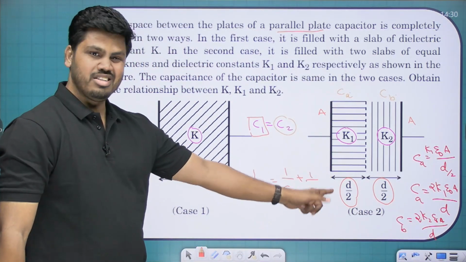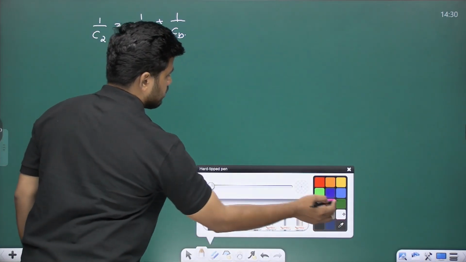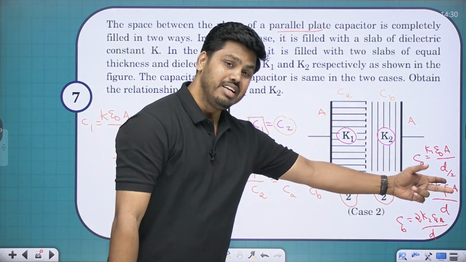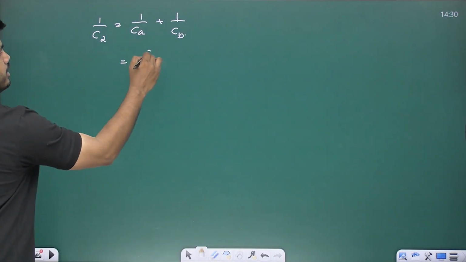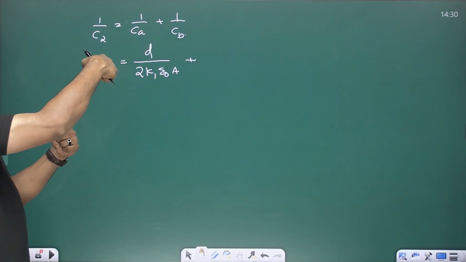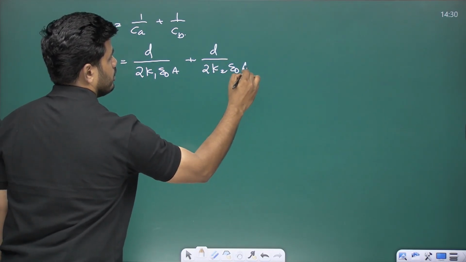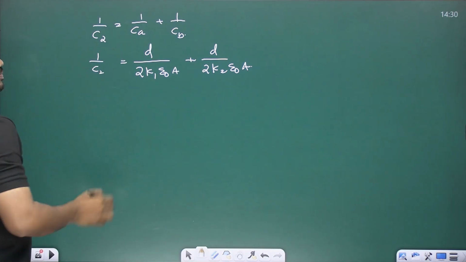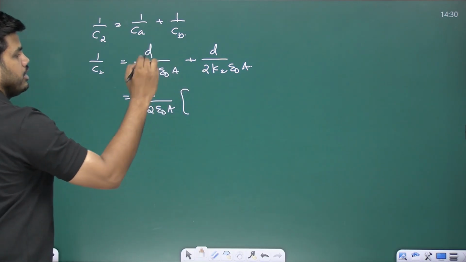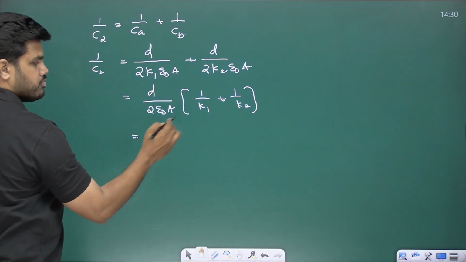So we have the values of CA and CB. Let us just substitute them in this equation. What will we get? 1 by C2 is equal to 1 by CA, CA reciprocal. So we get D divided by 2 K1 epsilon 0 A, because it is 1 by CA, okay? And D divided by 2 K2 epsilon 0 A, that is going to be 1 by C2. So if you take D divided by 2 epsilon 0 A common, we have only 1 by K1 plus 1 by K2 here. You can simplify that further.